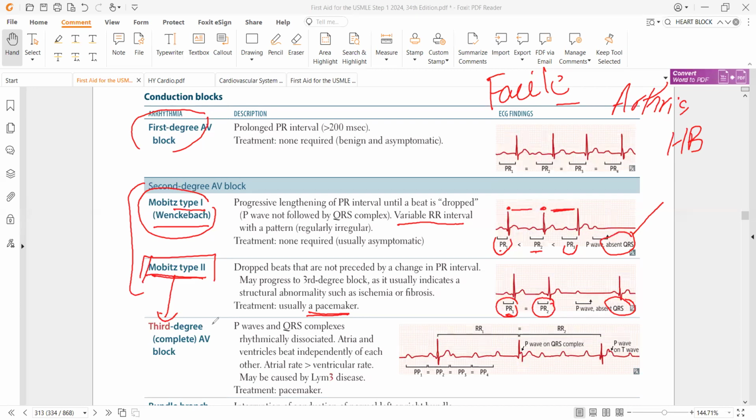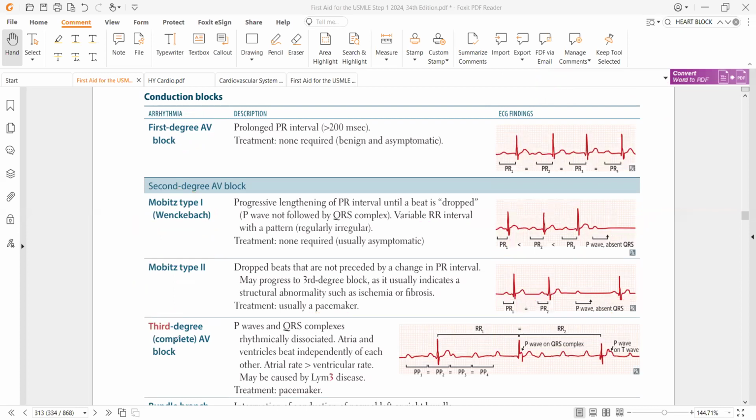And third degree, so third degree or complete AV block. There is a complete dissociation between the atria and the ventricle. And the atria and ventricle beat independently. So the atria and ventricle beat independently.